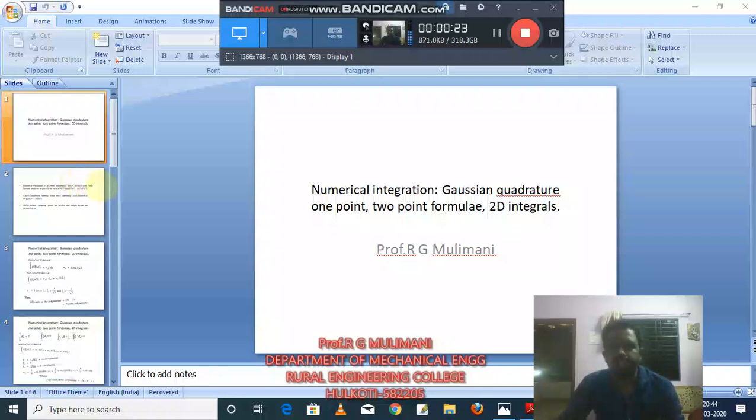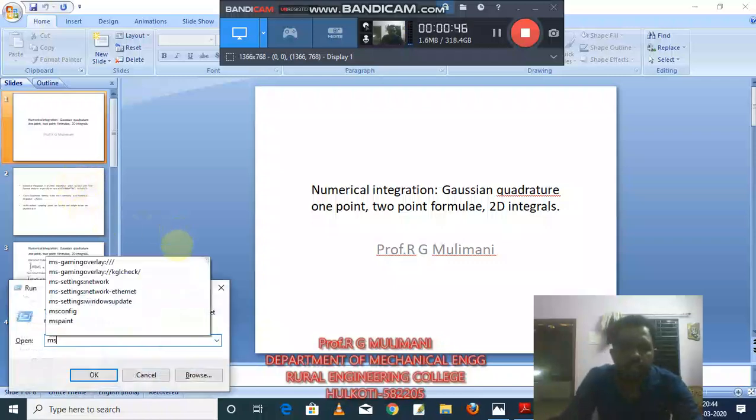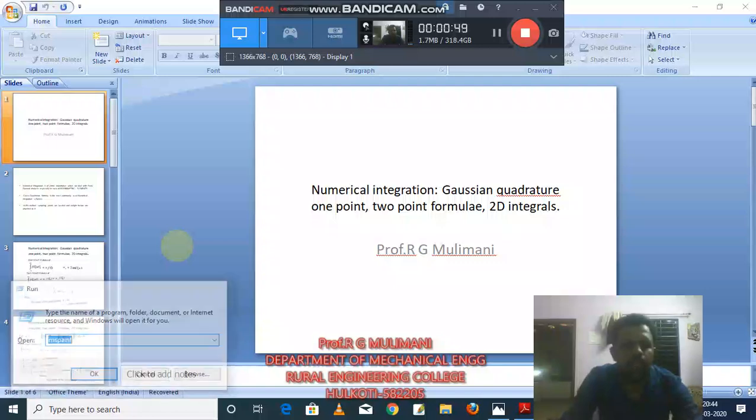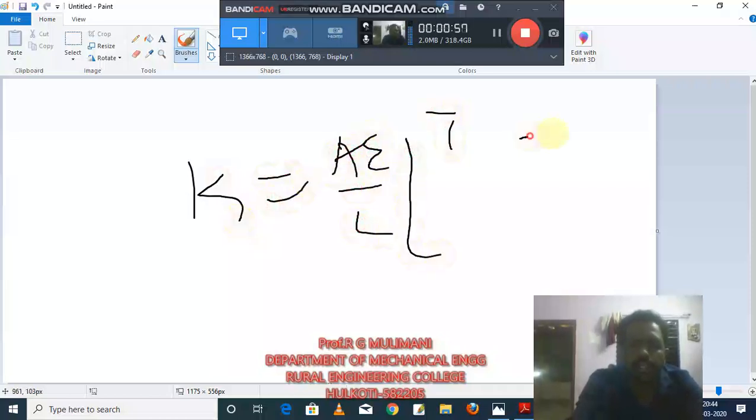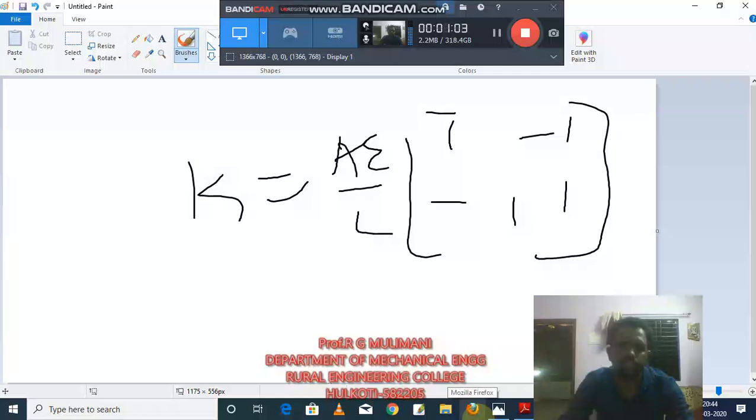What is numerical integration? We already know how to solve numerical integration by conventional ways. But in FEA, what is the use of numerical integration? In finite element analysis, we already know what the stiffness matrix is. For example, for the one-dimensional element AE by L, for the 1D bar element, we know the stiffness matrix: K is equal to AE by L times [1 -1; -1 1]. This is the stiffness matrix for the 1D bar element.